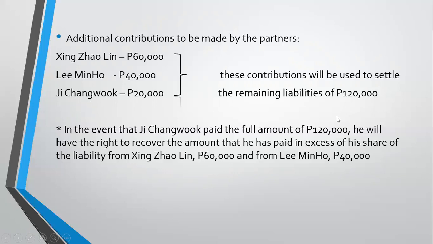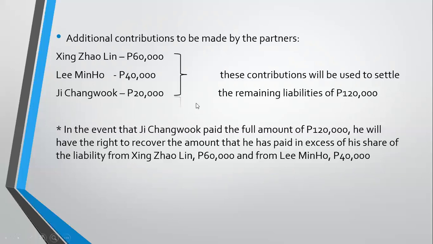Take note, one of the characteristics of a partnership business is yung unlimited yung kanyang liability. So, di ba, pwede silang singilin up to the extent of personal property. So, kailangan nilang magbigay ng additional na 120,000.